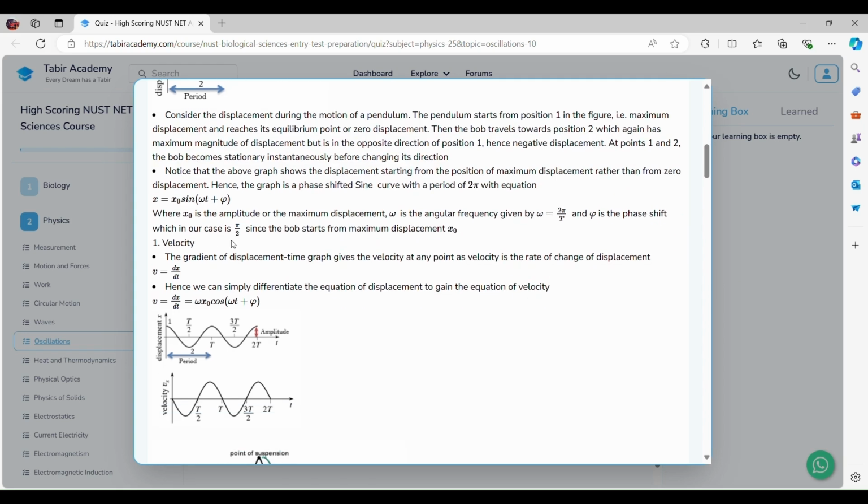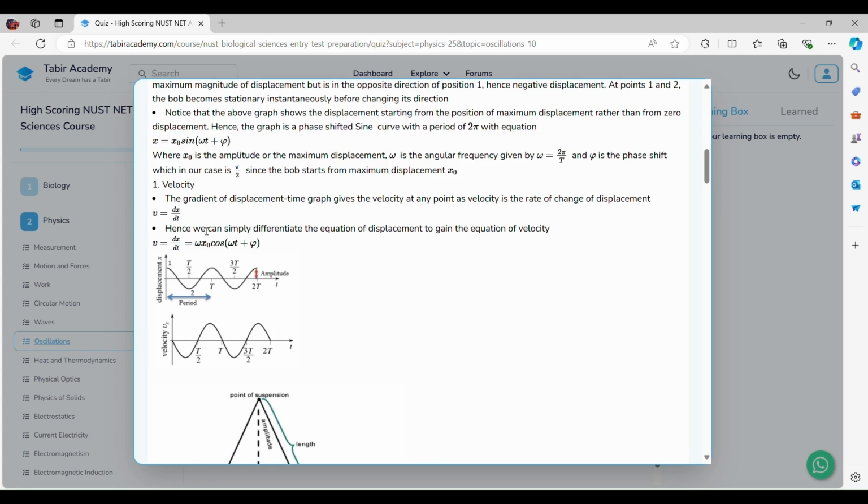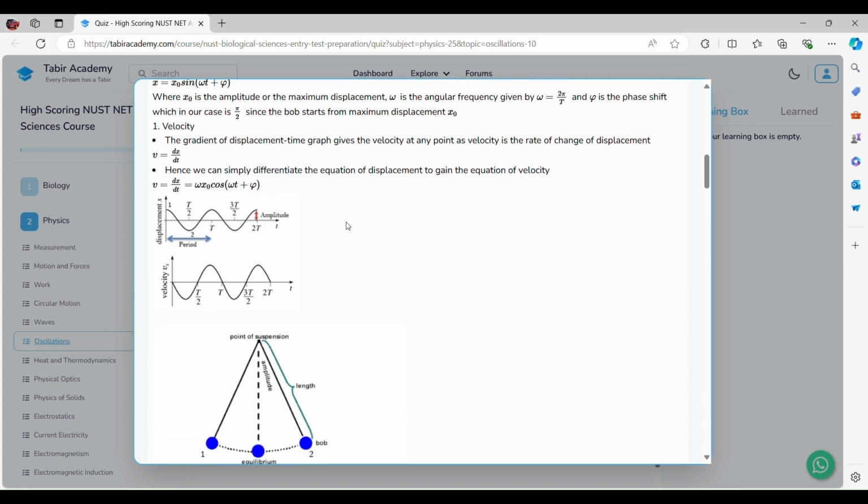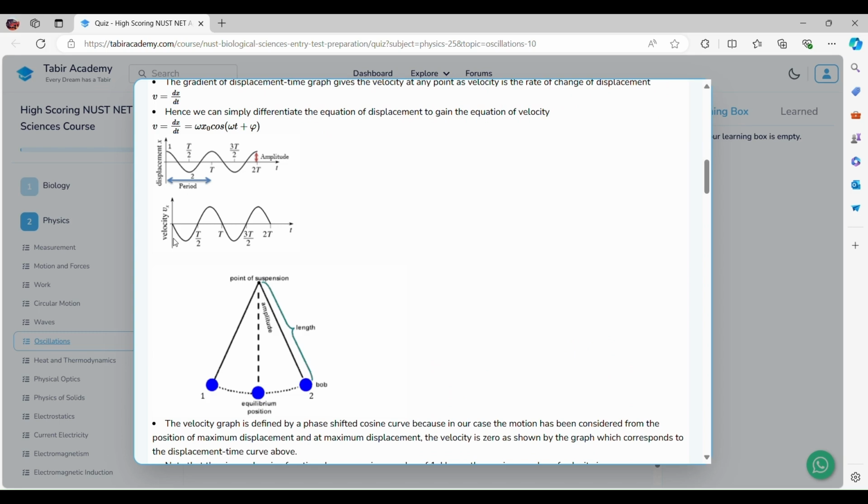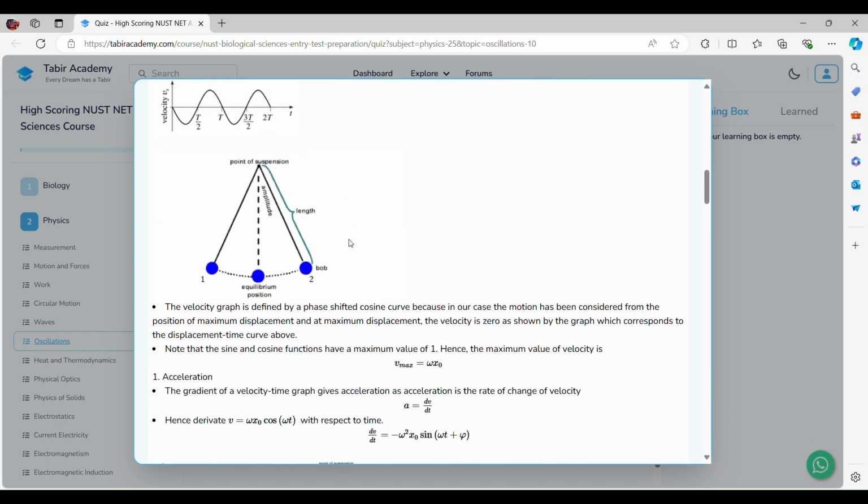Velocity. The gradient of a displacement time graph gives the velocity at any point, as velocity is the rate of change of displacement. V equals to dx over dt. Hence, we can simply differentiate the equation of displacement to gain the equation of velocity. V equals to dx over dt, which is equal to omega x naught cos (omega t plus phi). This is the same graph we saw above. This is your velocity period graph, and we saw this earlier as well.